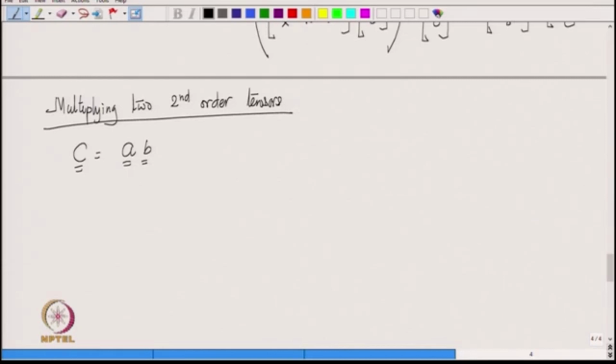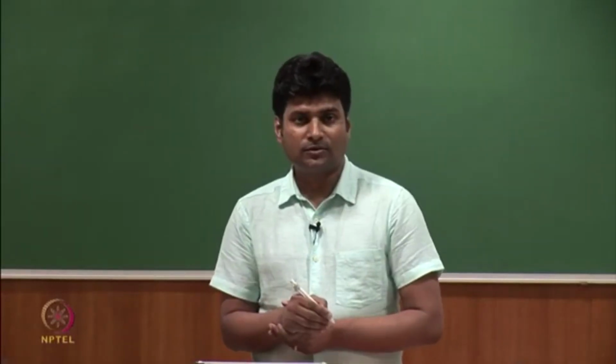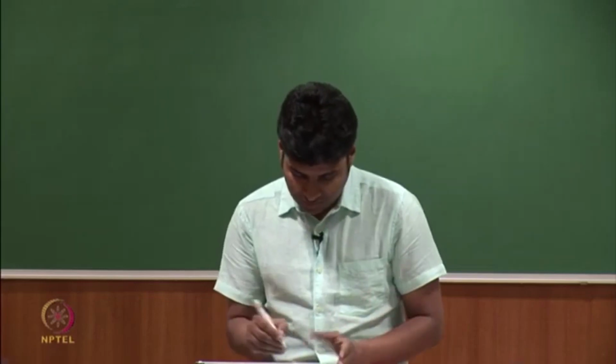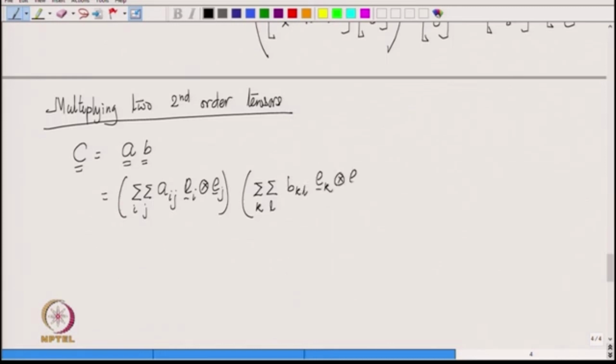So, now we have to see how does this multiplication work out. Okay. So, we can expand the whole thing, I mean the right hand side, and let us see what we get. So, A is then summation over i, j of A_ij e_i tensor product e_j times B, which is again double summation over let us say k, l of B_kl e_k tensor product e_l, right.